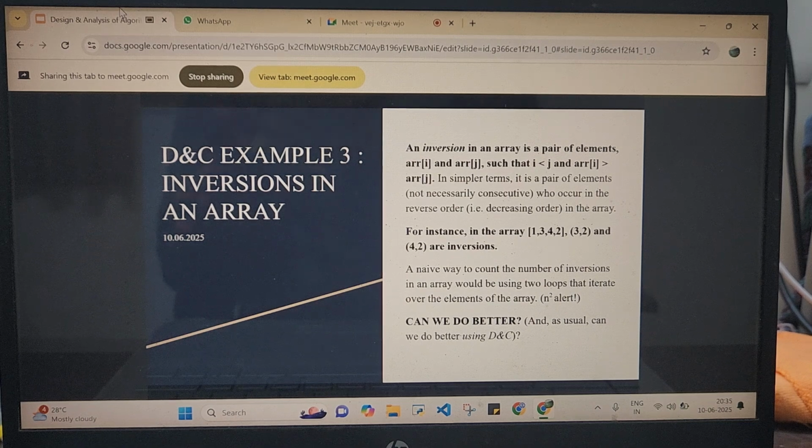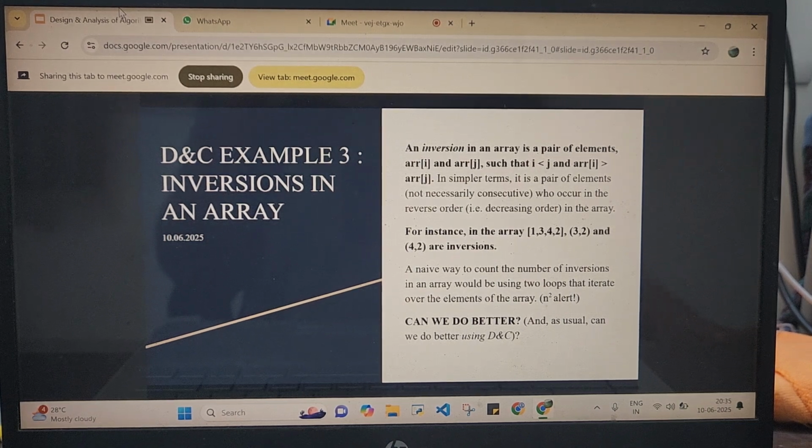So what we are going to look at today is one more example for the divide and conquer technique, which is about counting the number of inversions in an array. An inversion is a pair of elements which occur in decreasing order or reverse order in an array.